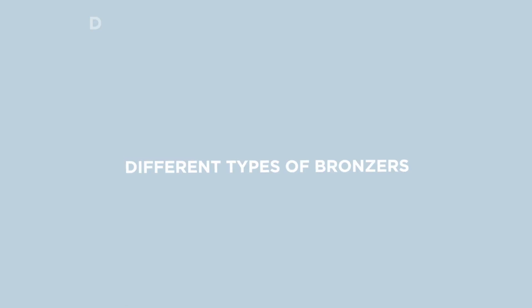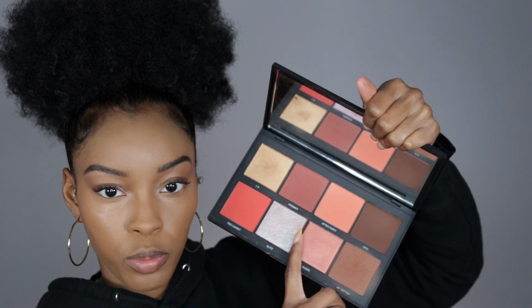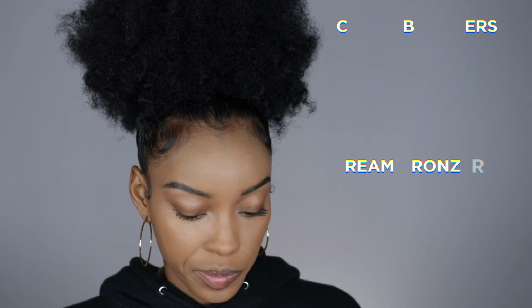So first, I want to start off with sharing with you guys the different types of bronzers. There are powder bronzers that come in palettes like this. These brown shades are your powder bronzers. There are cream bronzers. This is the e.l.f. Putty Bronzer, which is a cream bronzer as well.